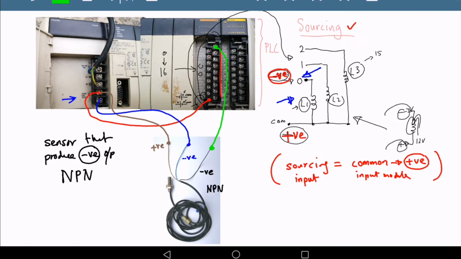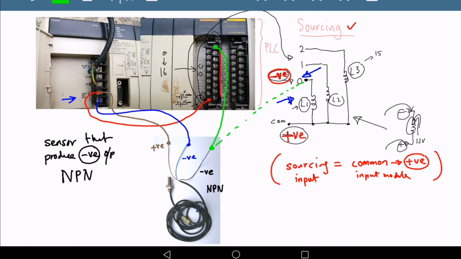Later when we do the program, then we know that I need input on terminal number 1, input number 1, input number 2. That is how you do termination. It's not just do it blindly. Okay, so it's the same thing.